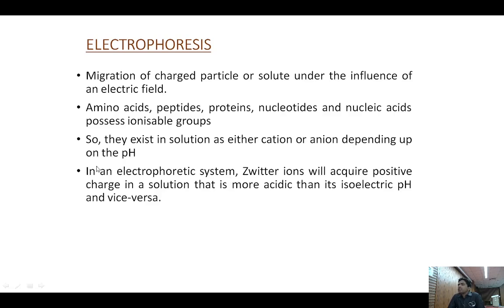Now in an electrophoretic system, when the isoelectric pH is given, the molecule will become a zwitterion, with net charge 0. But this zwitterion will acquire a positive charge in solution if the medium of the electrophoretic system is made acidic. So in acidic solution, the zwitterion acquires a positive charge, and in basic solution, the zwitterion possesses a negative charge.